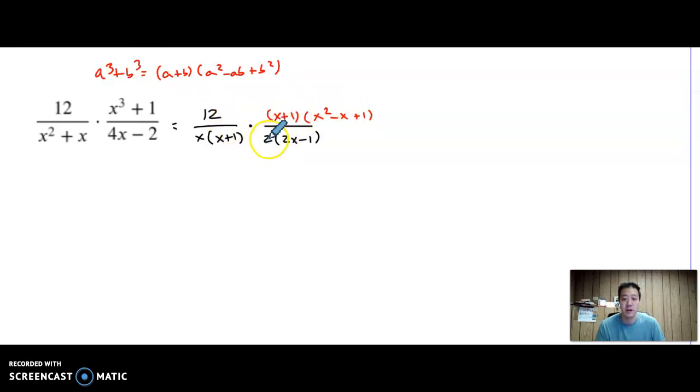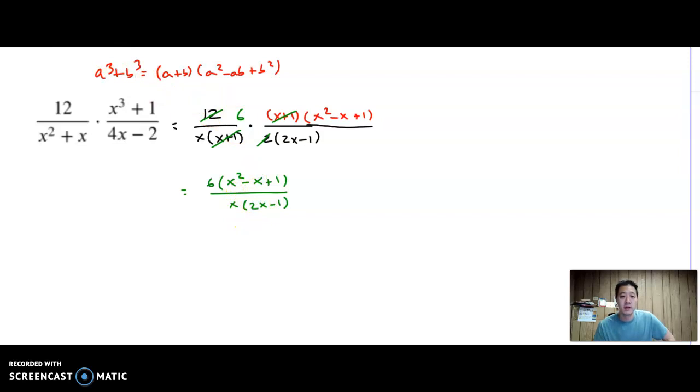We also have 2 and 12, right? 12 divided by 2 is 6. So we have that. And I don't think there's anything more we can do. This quadratic here cannot factor, right? And so we've got 6 times x squared minus x plus 1 over x times 2x minus 1.